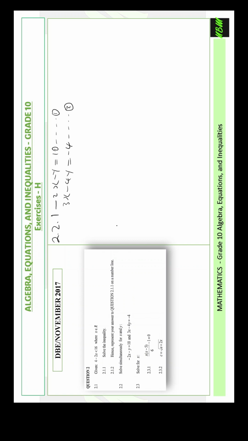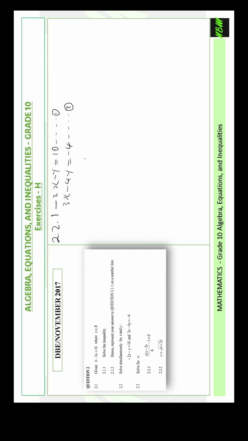Now solving linear equations simultaneously, we can do it in 2 ways, either by elimination or substitution. So with this question, the easier way will be to use the method of substitution, because elimination will mean we'll have to multiply a certain equation by a certain number, so that when we add or subtract, we'll be able to eliminate either x or y.